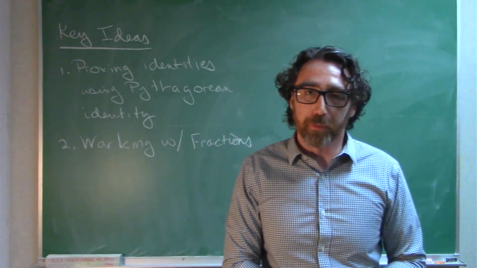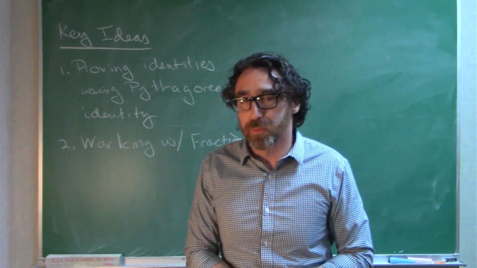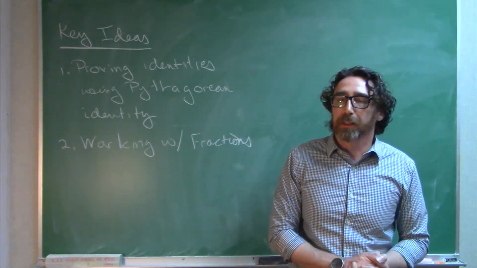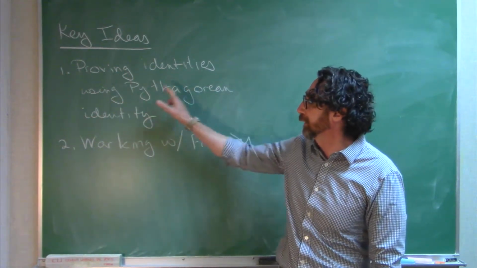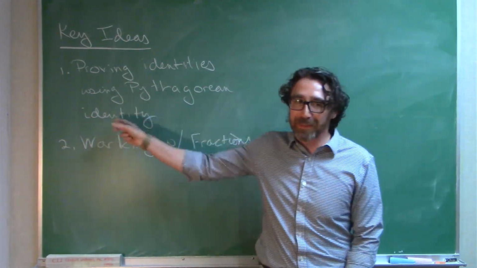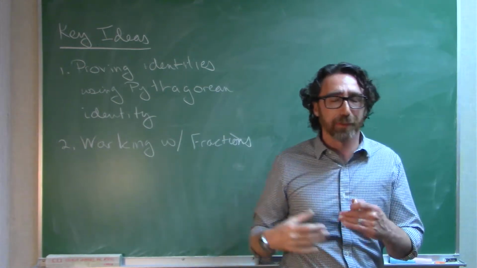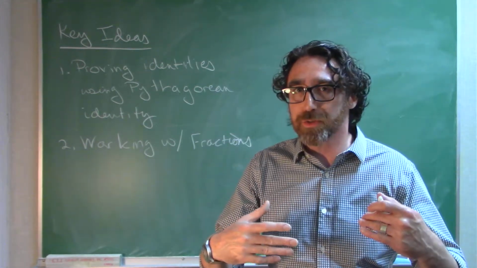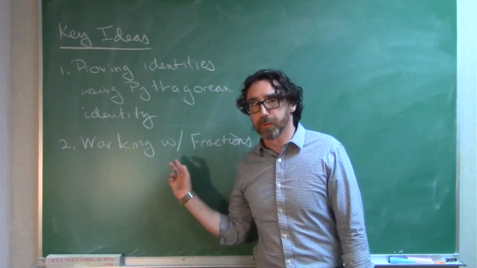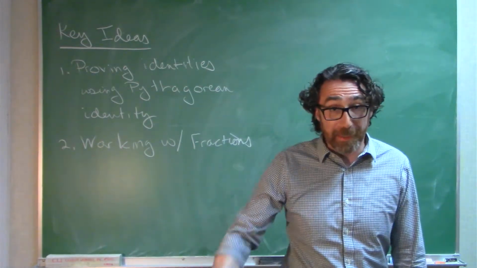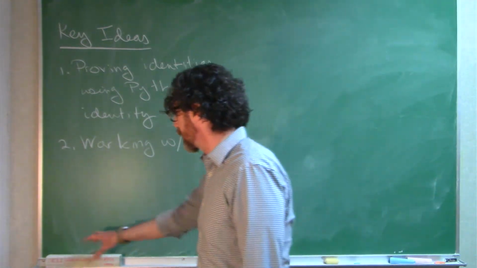In this video we are going to continue our work proving identities. Specifically, we're going to look at proving identities using the Pythagorean identity. In other words, we're going to be dealing with stuff that involves squares of trig functions, and we're also going to work with a few examples that involve fractions. So let's get right to it.